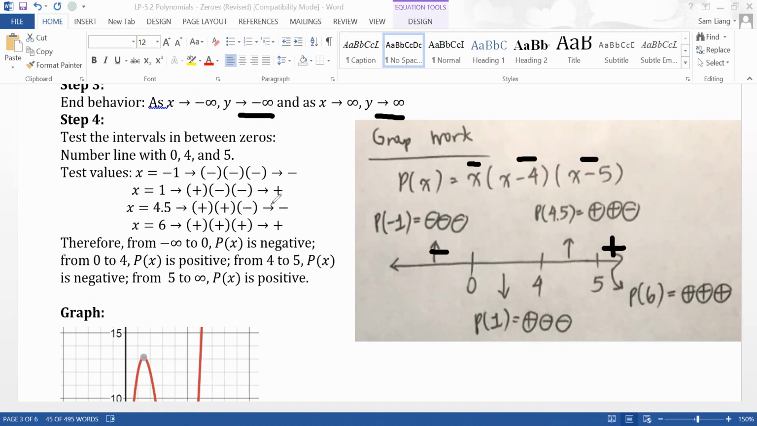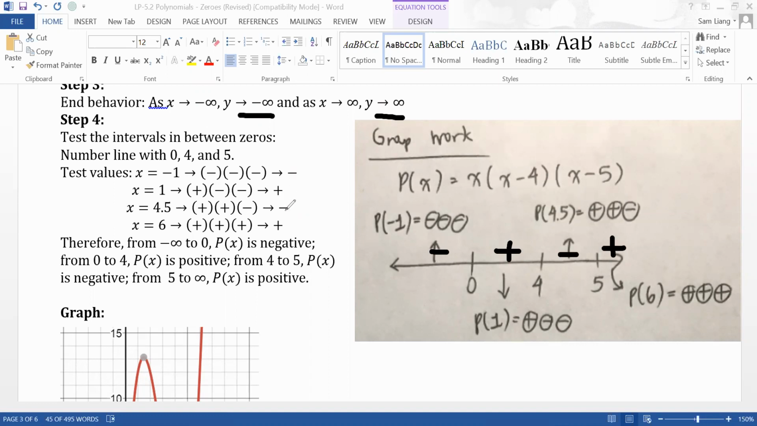Next, I'm going to test 1 for this interval between 0 and 4. So for that, I have positive 1, and then 1 minus 4 is negative 3, and then 1 minus 5 is negative 4. So we have positive times negative times negative, which is positive. Next, I'm going to test 4.5 for this interval between 4 and 5. That's going to be positive, positive, negative. So here it's positive 4.5, then 4.5 minus 4 is positive 0.5, then 4.5 minus 5 is negative 0.5. So that's going to be negative.